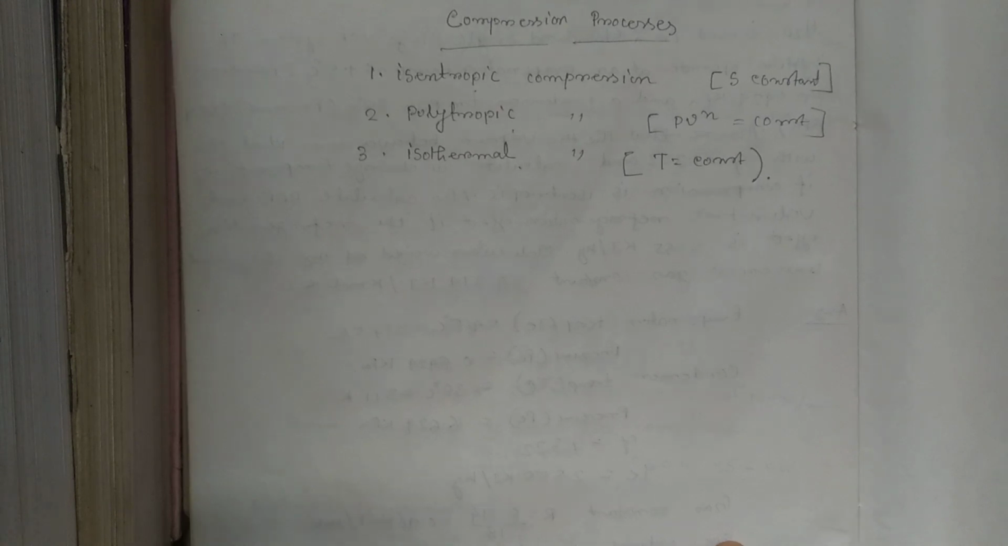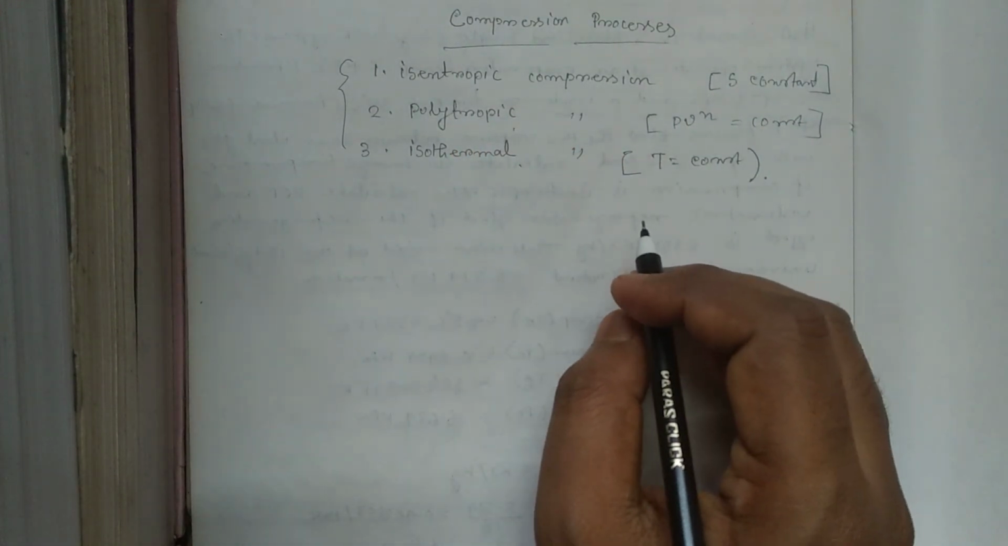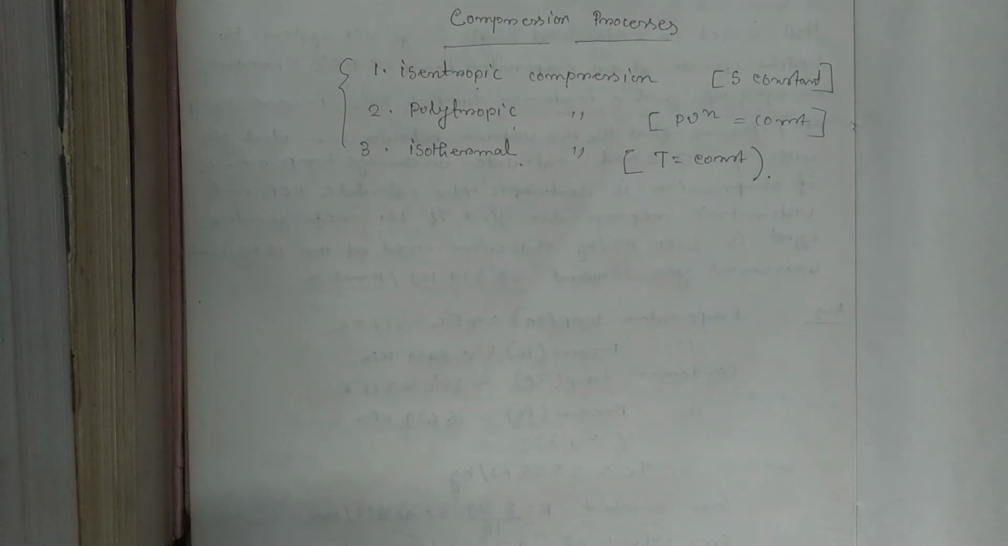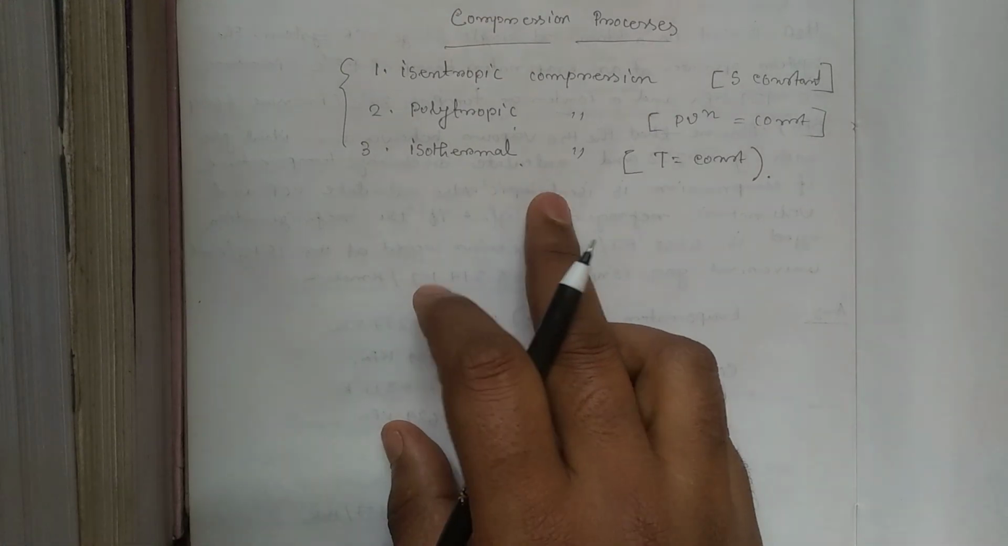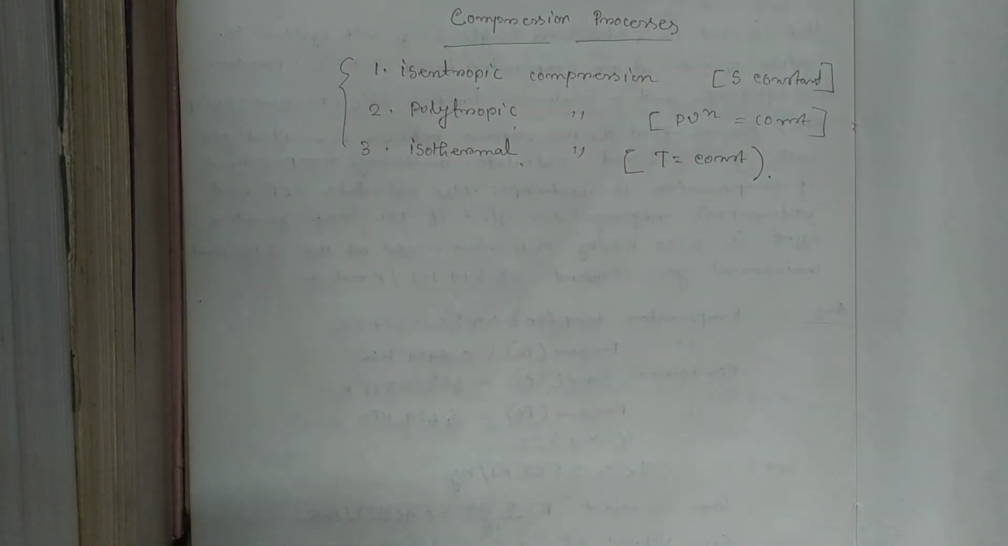In the case of an isentropic process, the maximum available energy in the gas is obtained. The question will come in your semester: which compression process is most effective in compressors? The answer will obviously be the isothermal compression process. Why, we can discuss later.